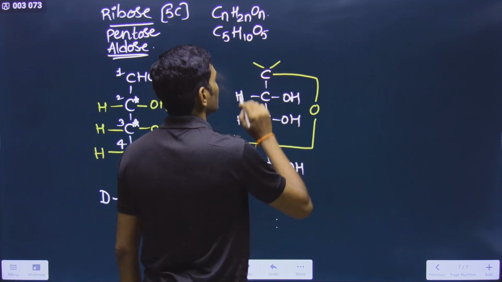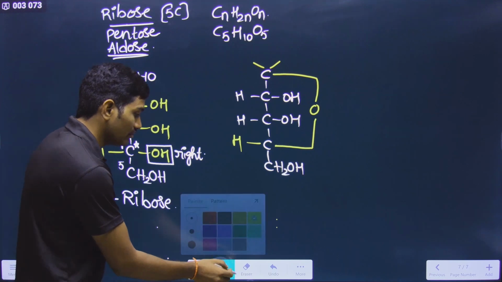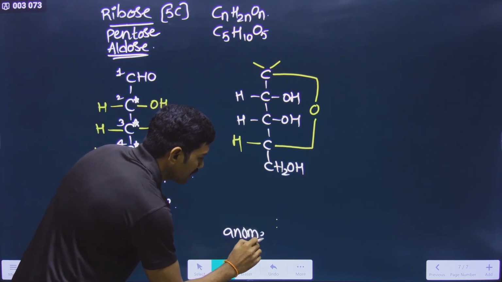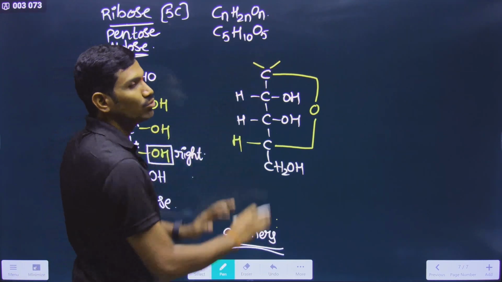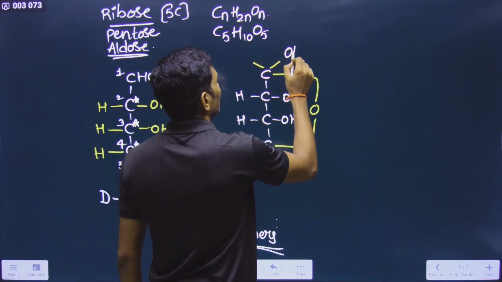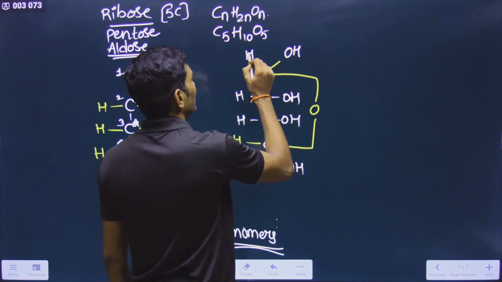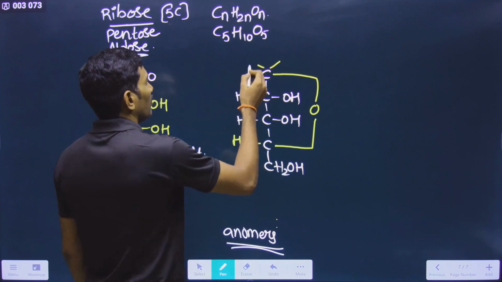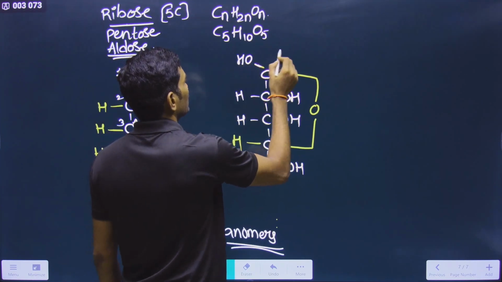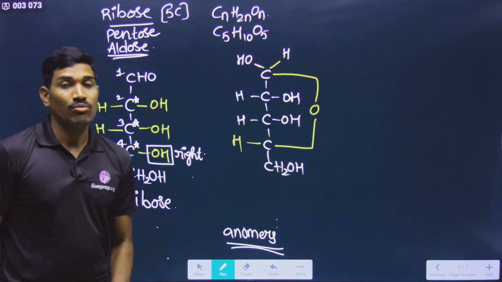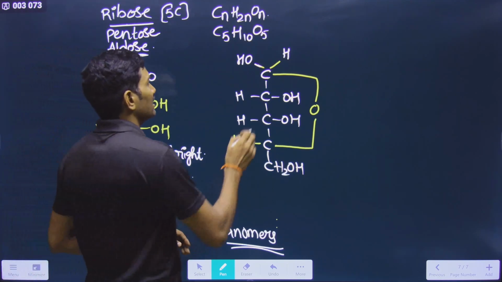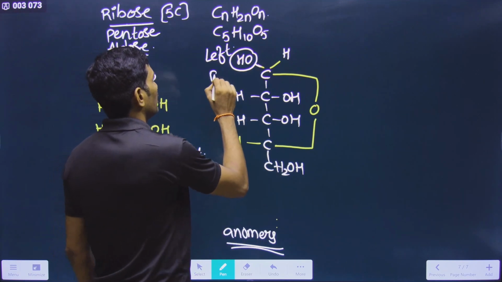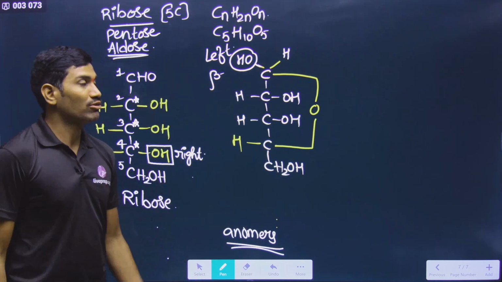Here you will get two options. Please remember, these are also anomers. On the carbonyl carbon, I will get two options. What is the first option? On the right side, if I am writing OH, on the left side I can write H. Second option: on the left side, if I am writing OH, on the right side I need to write the H. Both the options are there. So now what is this option? Here on the left side OH is present. That's why it is called the beta form, beta anomeric form.